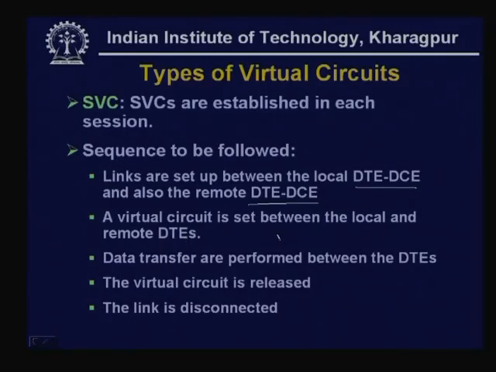Then a virtual circuit is set up between the local and remote DTEs. So, after these 2 local and remote links are established between the DTEs and DCEs, the virtual circuit is set up between the local and remote DTEs, then the data transfers are performed between the DTEs, then the virtual circuit is released and the link is disconnected. So, this is the sequence that has to be followed for each session of data transfer using a switched virtual circuit in X.25.